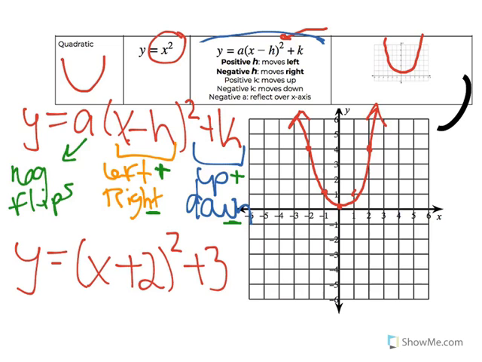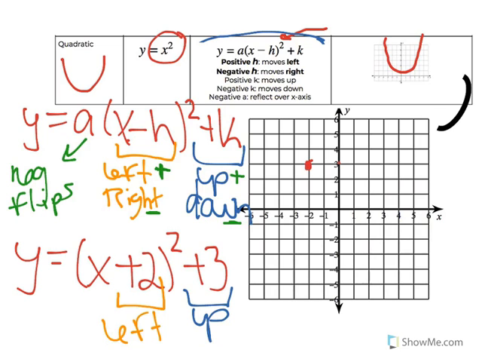Y equals x plus 2 squared plus 3. So this plus 3 on the outside is going to tell us to go up 3. The plus 2 on the inside is going to tell us to go left 2. So we're still going to have a U shape, but we're going to go up 3 and then left 2. So that's going to be the vertex of our quadratic.